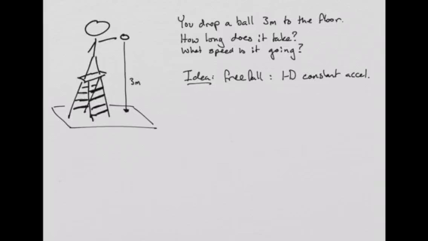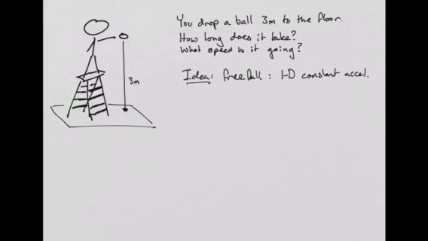Now that we know the concept that we're going to use, we write down the physical equations that correspond to that concept. So the equations for 1D constant acceleration are, position-wise, the position at some time t is equal to initial position plus initial velocity times t plus 1/2 the acceleration times t squared, and velocity at some time t is equal to the initial velocity plus the acceleration times that time t.